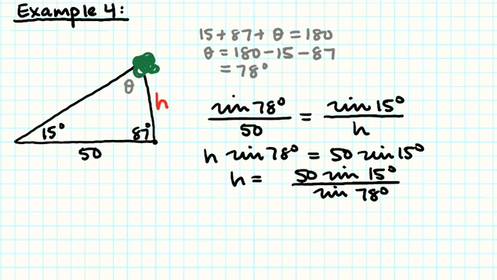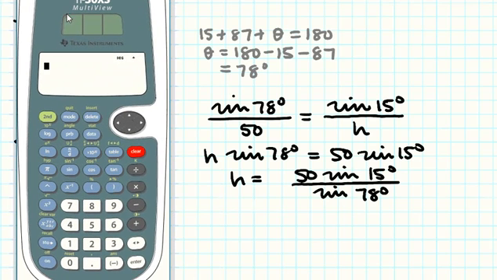All right, and then I'm going to pull in the calculator, and I will calculate that. So h is going to be, I'm going to put in the fraction bar, 50 times the sine of 15 degrees divided by the sine of 78 degrees. And I'll get 13.230 feet.